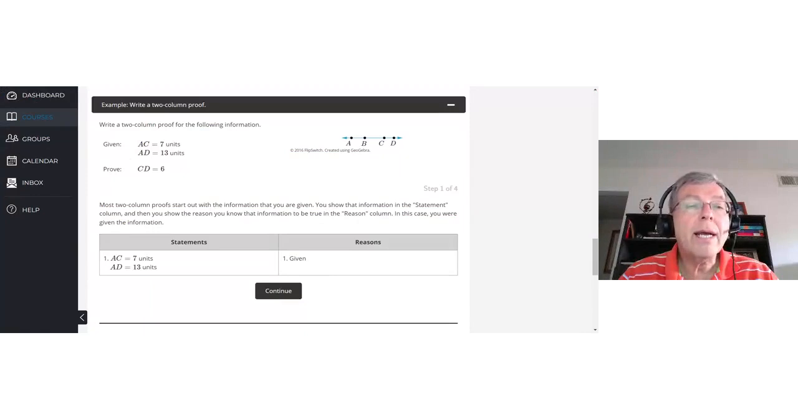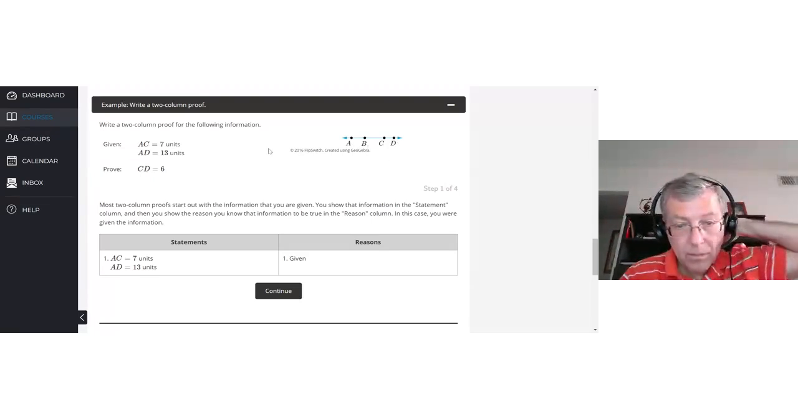So we want to write a 2-column proof for this. It looks like there's a line, so segment addition postulate where we're adding up numbers. It says most 2-column proofs start with the information you are given. So here we see the first is the information that is given. It's right up here. AC equals 7 units. That's the distance between point A and point C. And AD equals 13 units. So we want to prove that CD on the right, the small segment, is 6.